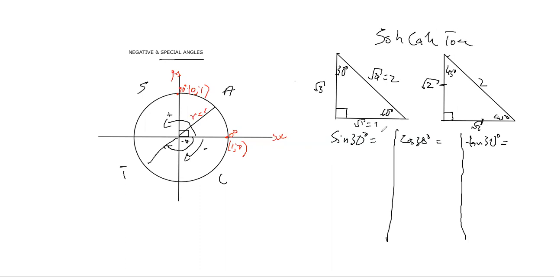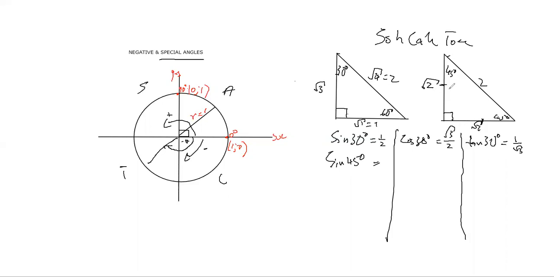So I'm not going to waste time. I'm really going to go through this quickly. Sine 30, opposite is 1, hypotenuse is 2. Cos 30, opposite is what? Here, sorry, cos is adjacent over hypotenuse, so adjacent is square root of 3, hypotenuse is 2, and then coming to tan 30, opposite over adjacent.